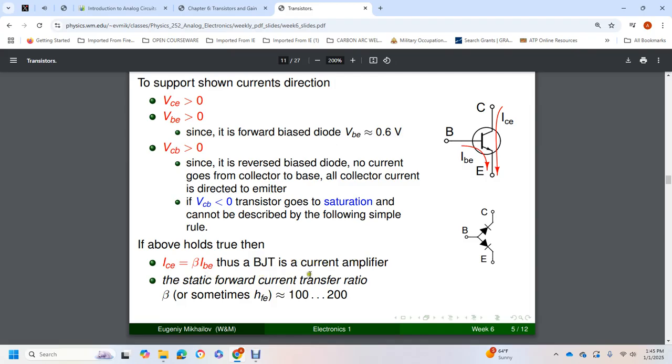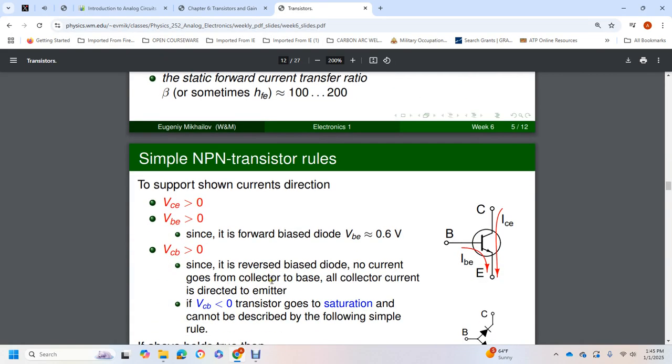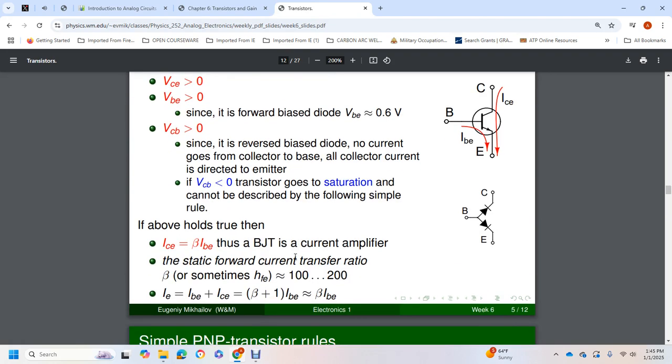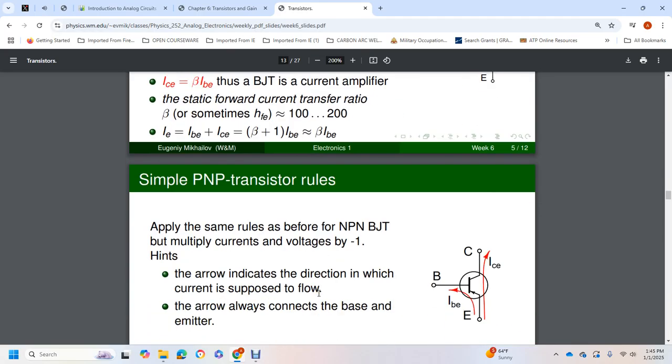The static forward current transfer ratio beta, or sometimes hFE, is approximately 100 to 200. The supporting figure shows that voltage collector emitter is greater than 0, and then we read the same. The top is the same, but the new rule is: current emitter is equal to current base emitter plus collector, and current collector emitter is equal to beta plus 1 times current base emitter, approximately beta times current base emitter.